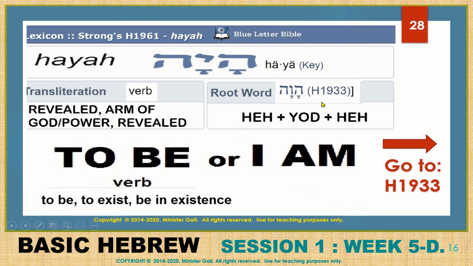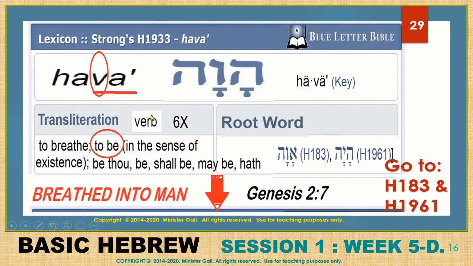But that's not the root word. Still says to go to H1933. Hava, H-A-V-A-H. The apostrophe is in the next word, which means to breathe. Remember, he's the breath. He's the spirit of God. He's breath, the I am. He's life, not a person. You can't have a person inside of a person unless you're pregnant. So here's where he breathed into man, Genesis 2:7.